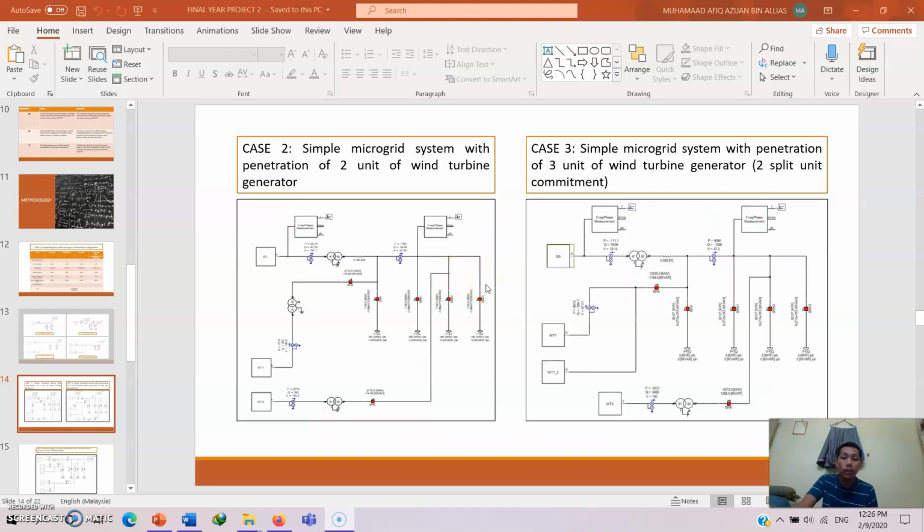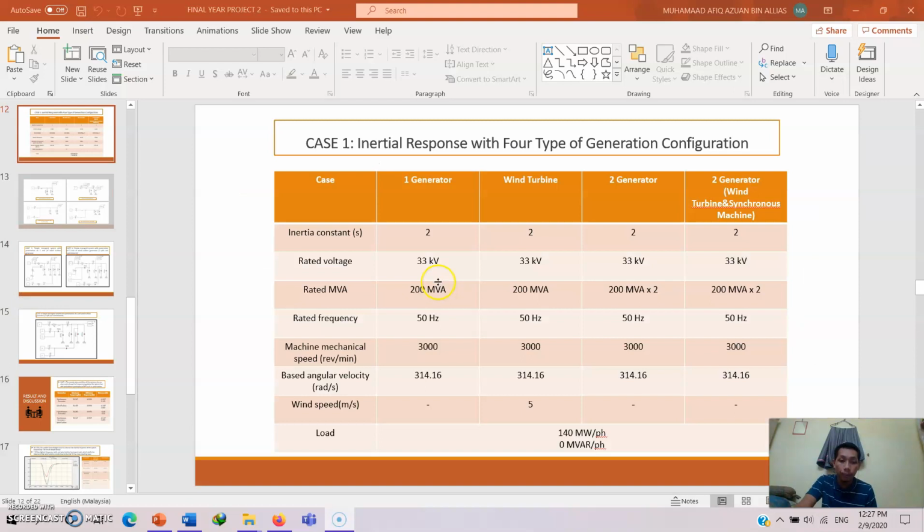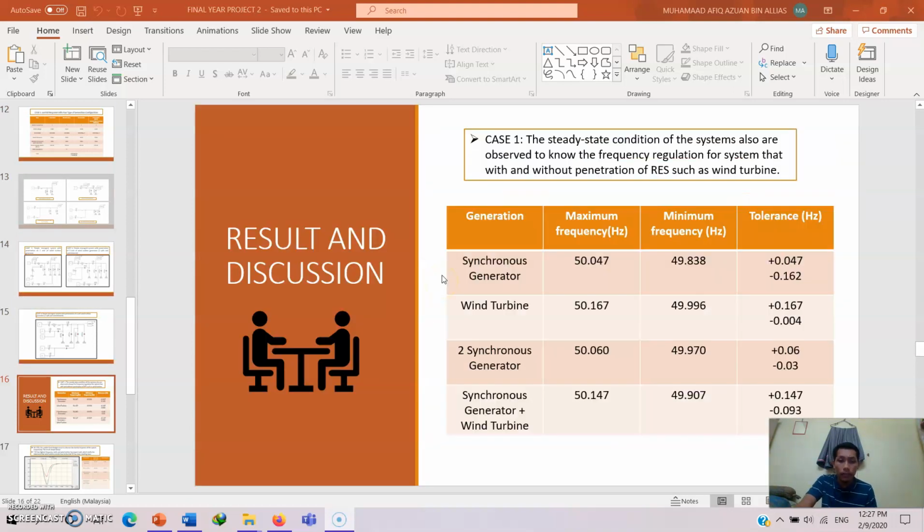Okay, for case number 2, a simple microgrid system with the penetration of 2 unit wind turbines and 1 single synchronous generator is built. Case number 3 is a simple microgrid system with penetration of 3 unit wind turbines with a 2 split unit commitment for the wind turbine. Okay, for case number 4, a simple microgrid system also, but the penetration of wind turbine is 4 units, of which 2 are classified as split unit commitment. Okay, there are 4 cases that will be discussed.